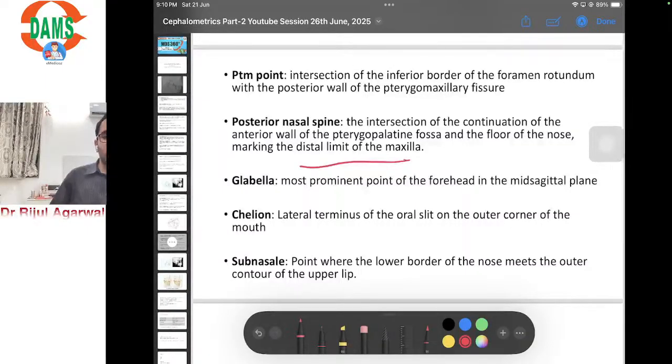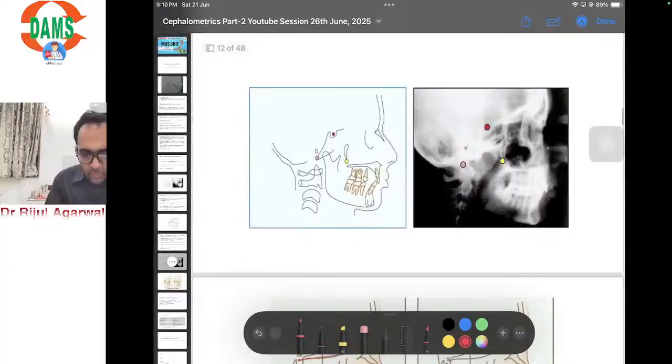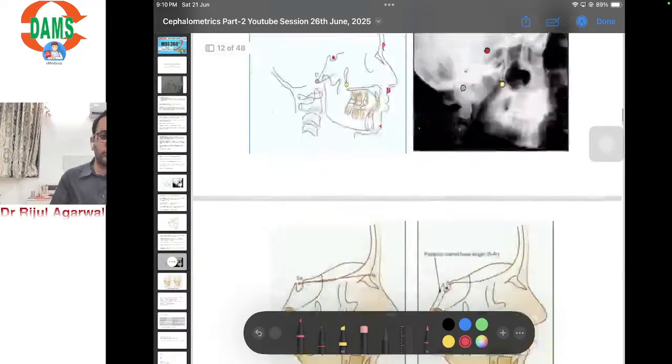Next are a few soft tissue landmarks: the glabella, the anterior most point on the forehead; chelion, located at the terminus of the outer corner of the mouth; and subnasal, the point at which the lower border of the nose meets the outer contour of the upper lip. So glabella, subnasal, lateral contour, chelion, and soft tissue pogonion.